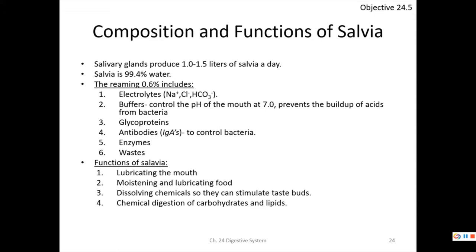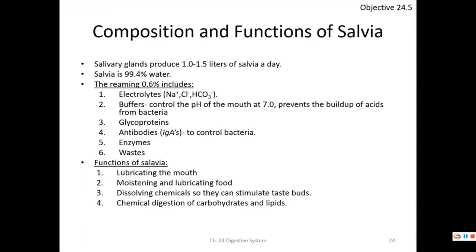There are antibodies called IgAs to control the bacteria. The IgAs, remember, they're the ones that attack before you enter. There are enzymes like amylase that's found there, for example. And there's other waste products the saliva has. So sometimes with saliva, you can detect some waste products, some chemicals that might be there based on some things you consumed, which can ultimately lead to saliva being used as a test as well for a certain condition.